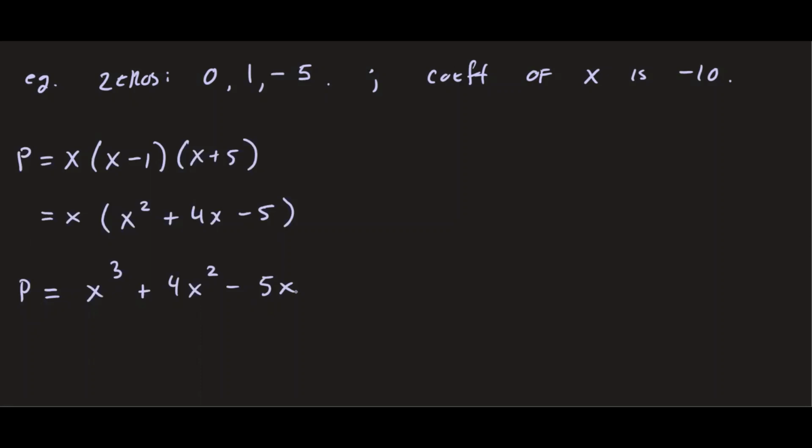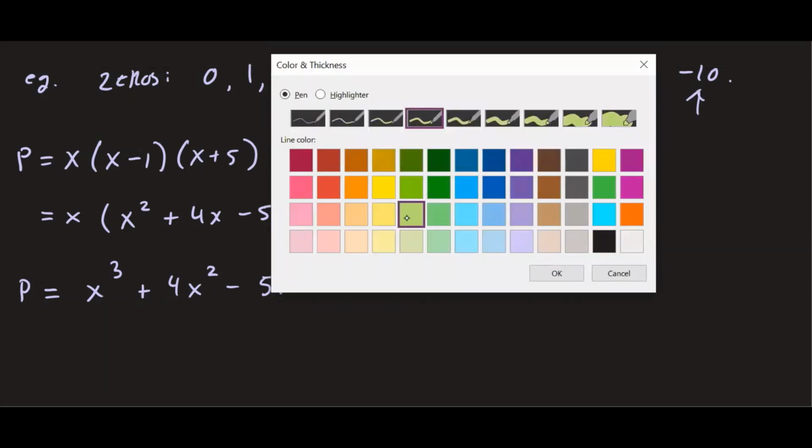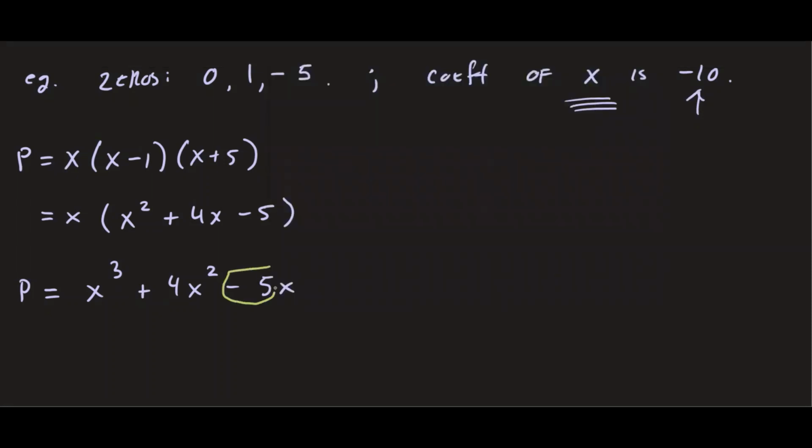But now the second condition is to modify the coefficient of the x term to be -10. So how do I make this -10? So we want to make this a -10. That means we get another polynomial, just modifying the coefficients. So I'm going to go ahead and multiply the polynomial by 2, because that will give me -10. So let's go ahead and do that.